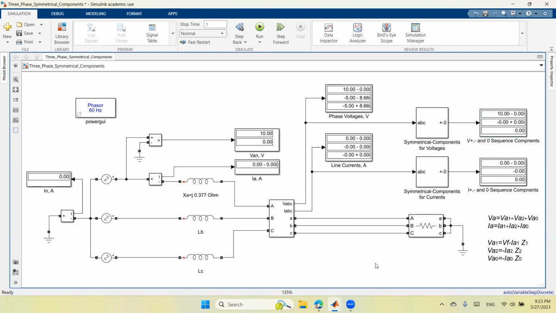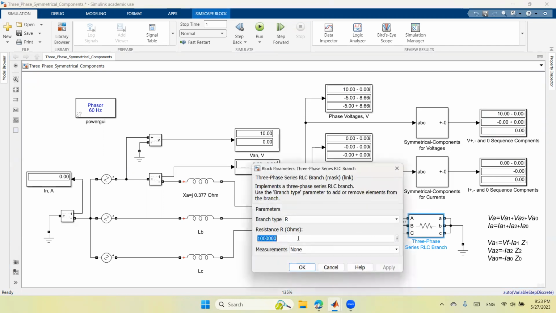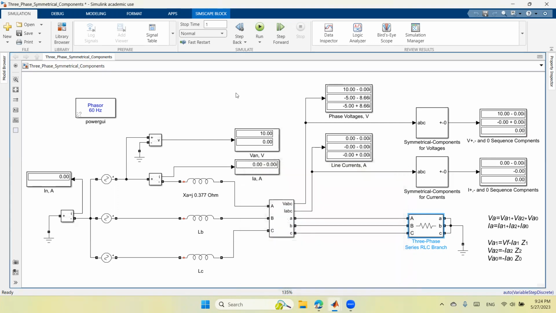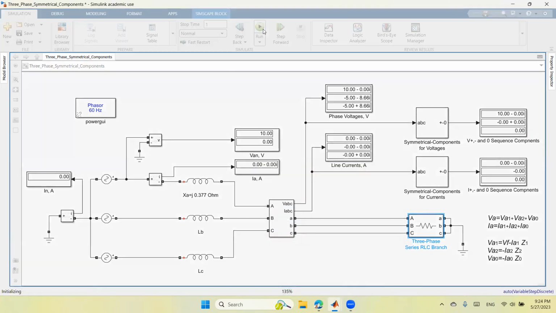Okay, now I want to simulate having some load. So for example, I will say that this resistance is equal to 10 ohms, which is some load. Instead of 1 mega ohm, now it is 10 ohm. I press okay, and then I will run the circuit again.